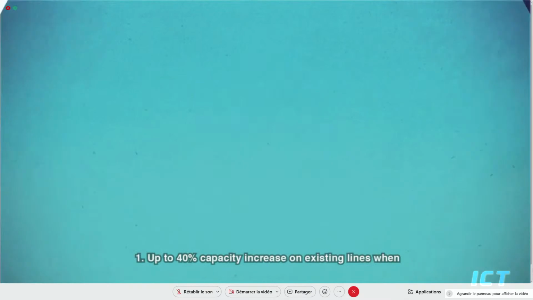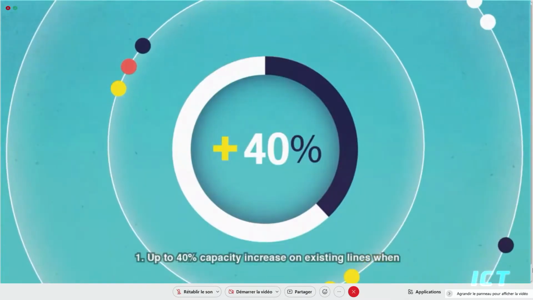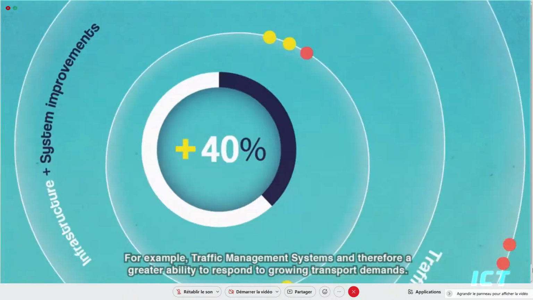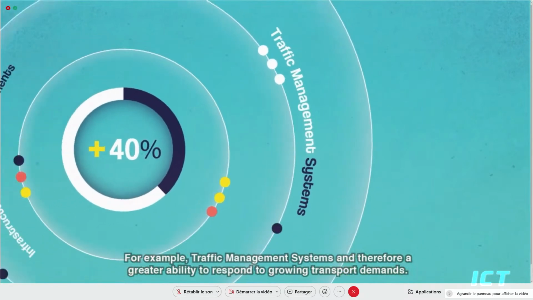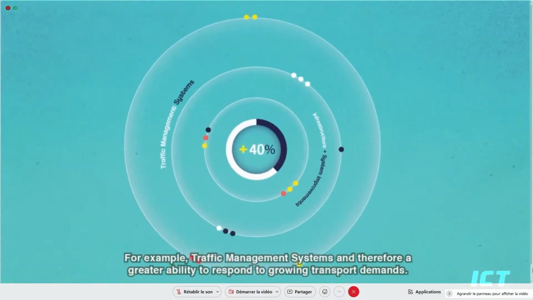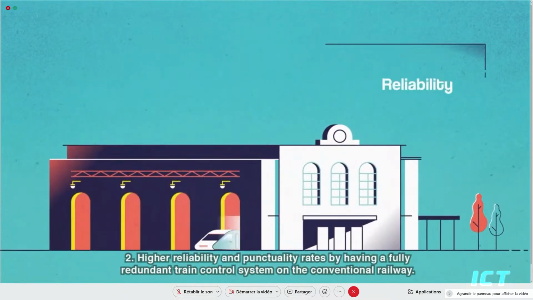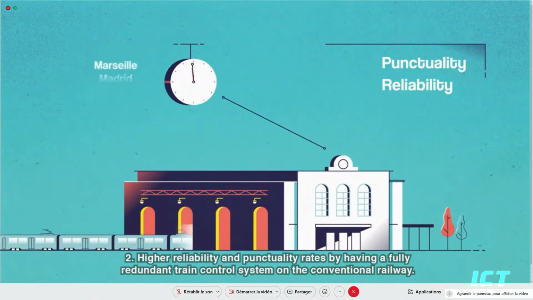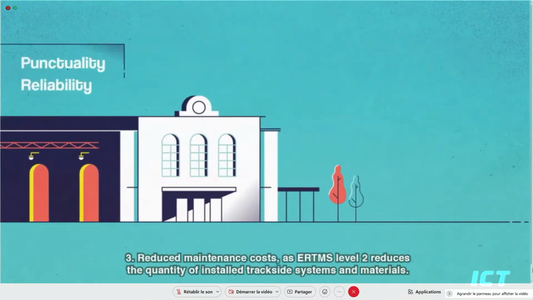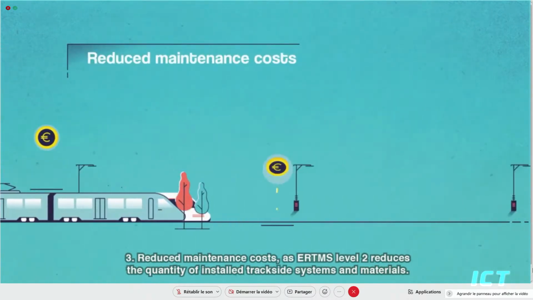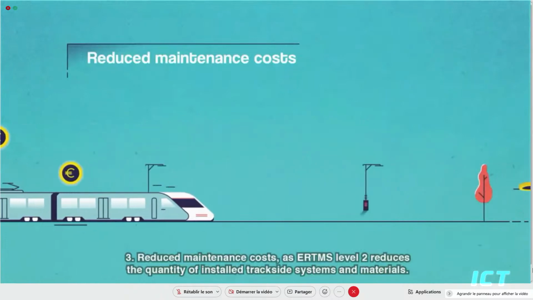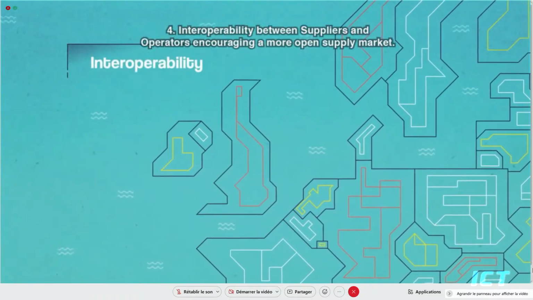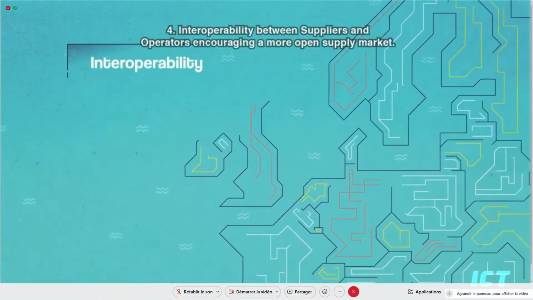1. Up to 40% capacity increase on existing lines when accompanied by other infrastructure and system improvements, for example traffic management systems, and therefore a greater ability to respond to growing transport demands. 2. Higher reliability and punctuality rates by having a fully redundant train control system on the conventional railway. 3. Reduced maintenance costs, as ERTMS Level 2 reduces the quantity of installed trackside systems and materials. 4. Interoperability between suppliers and operators, encouraging a more open supply market.